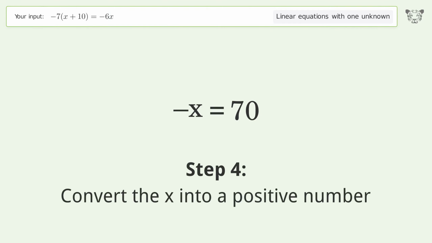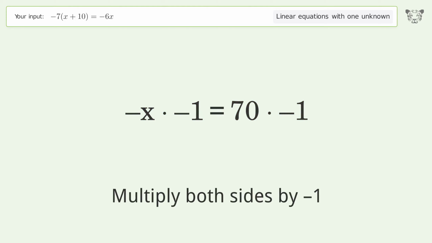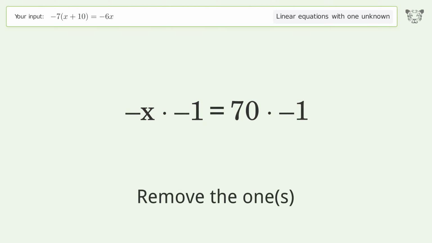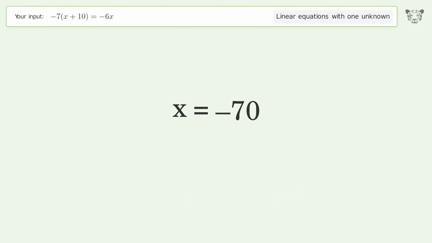Convert the x into a positive number. Multiply both sides by -1. Remove the ones. Simplify the arithmetic. And so the final result is x equals -70.